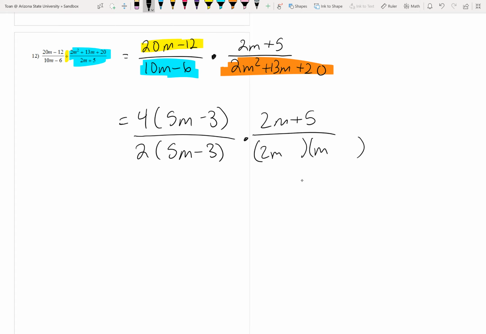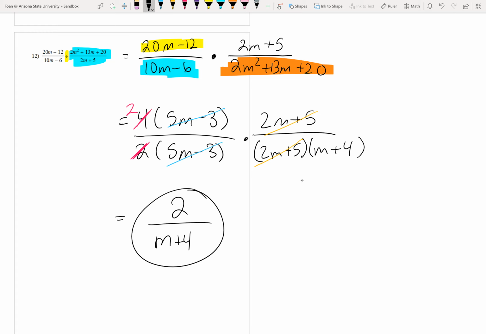What is that going to be? 4 and 5? Yeah, 4 and 5. So plus 5 here and plus 4 there. 8 and 5 makes 13. Start canceling whatever you can. The 5m minus 3s, the 2m plus 5s cancel, and the 4 and 2 don't cancel out directly. You can still reduce them by 2's, so this 2 is gone, and this 4 becomes a 2. So all that's left over is 2 on top, and then m plus 4 in the denominator. That is as simplified as you can get.